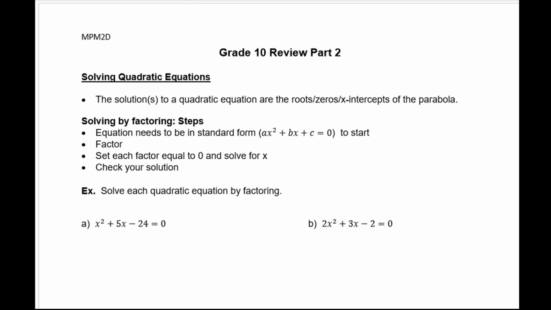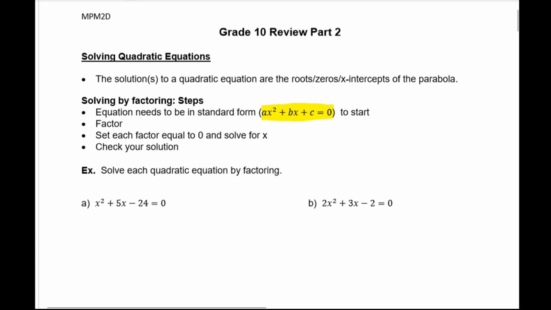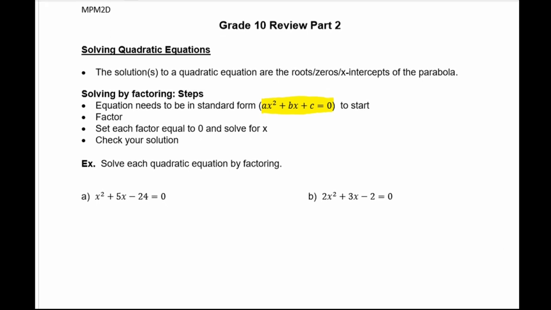The first example we're going to look at is solving by factoring. And the steps for solving by factoring is, first, we need to make sure our equation is in standard form. And standard form is ax squared plus bx plus c, and we want to make sure that it's set equal to 0. So that's the first thing that we want to do. The second step is we want to factor it. So we want to factor our equation, and we should get our factors, and then we're going to set each factor equal to 0 and solve for x. Then we can check our solution by plugging those x values back into the equation, and it should equal 0.